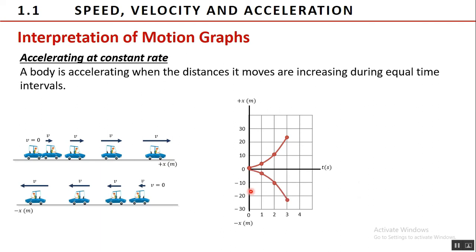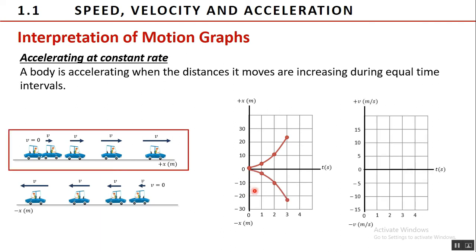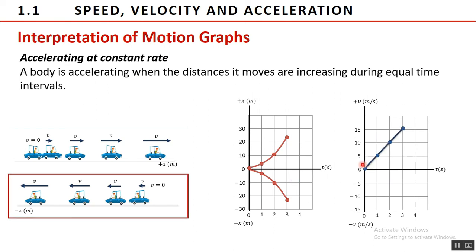For the velocity time graph, let's say that this car is increasing its velocity by 5 meters per second for every second. If it is moving towards the positive x-axis, we can construct a diagonal line sloping upward. If it is moving towards the negative x-axis, the line is sloping downward.